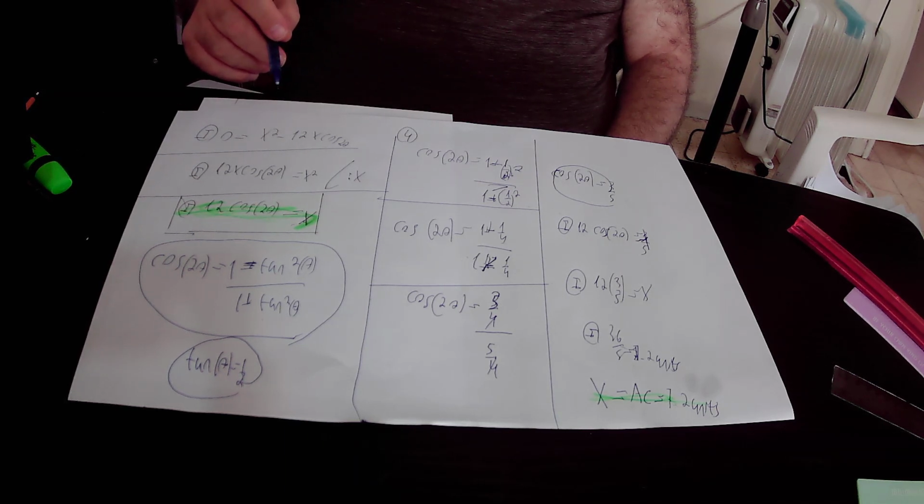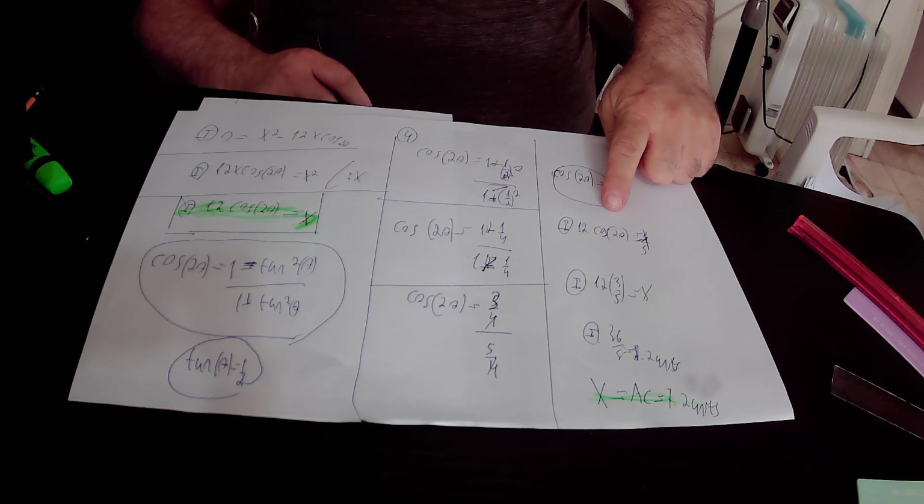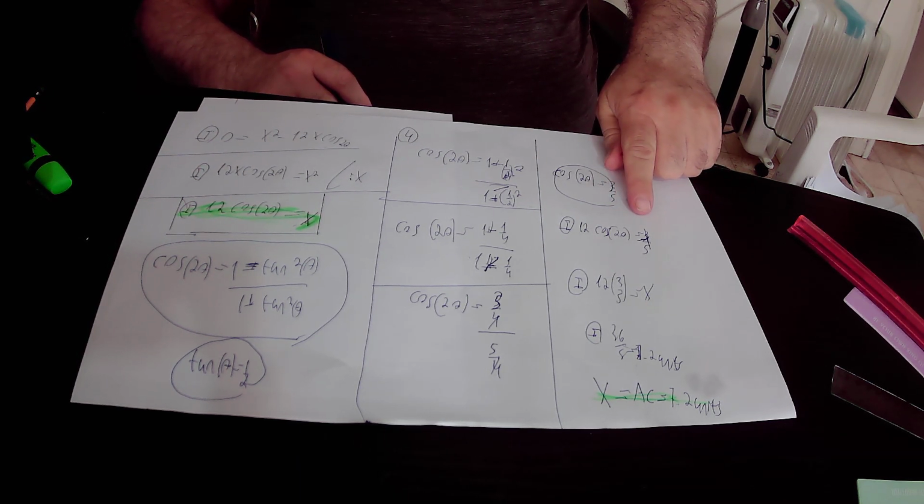Now we can substitute cosine 2 theta in equation number 1 by 3/5. According to equation number 1, 12 times cosine 2 theta equals x.